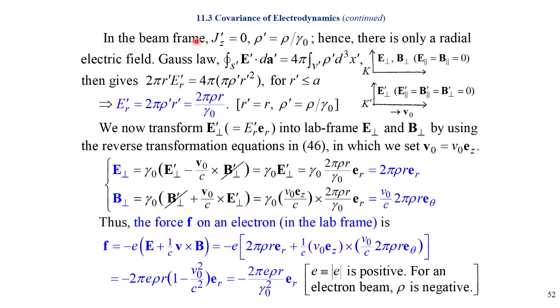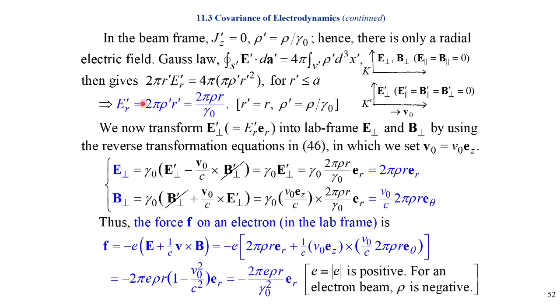We can calculate the electric field first. And how to calculate the electric field? Gauss's law. But this time we should use the primed system, since we are interested in a region below the radius a. So we can use Gauss's law: 2 pi r prime Er prime equals 4 pi times pi r prime squared, the cross section, times rho prime times L. We got everything. Okay? So Er prime equals 2 pi rho prime r prime.